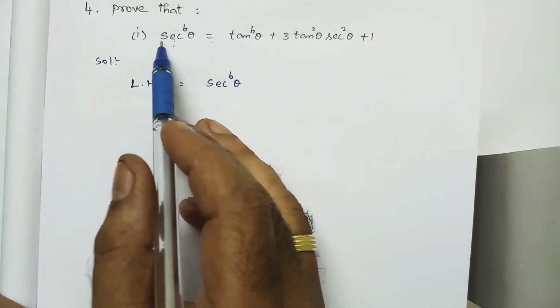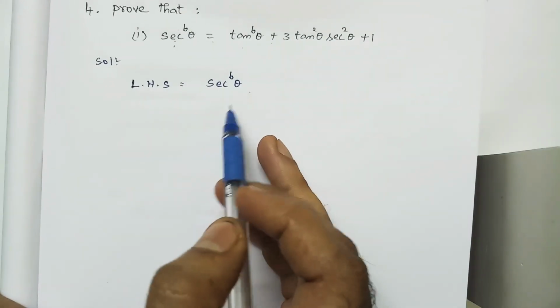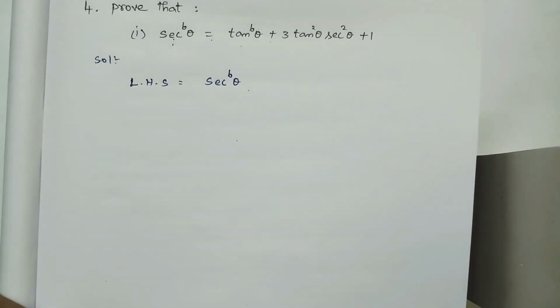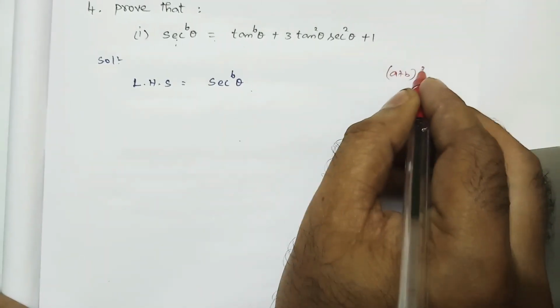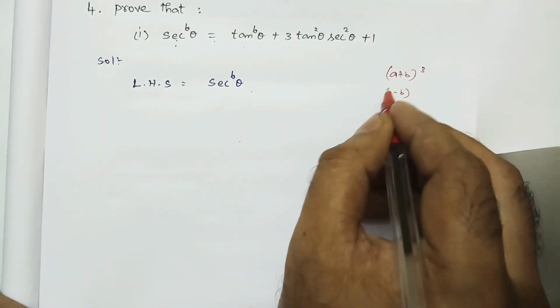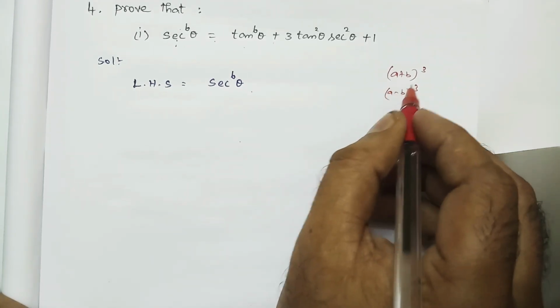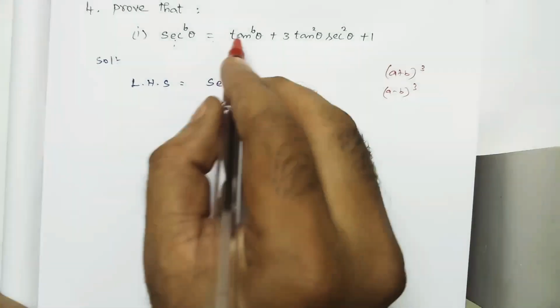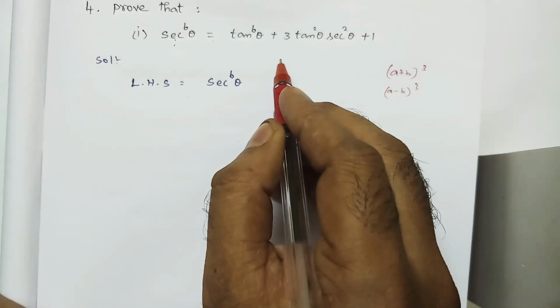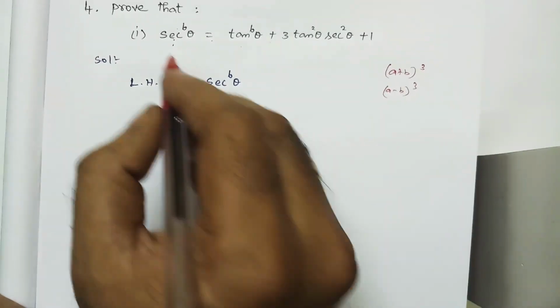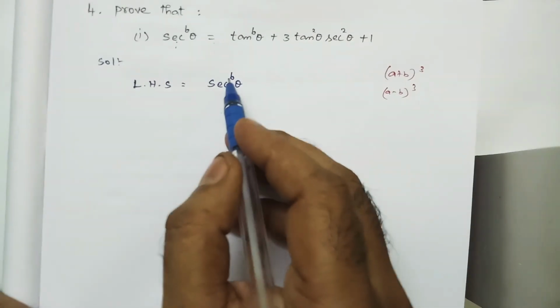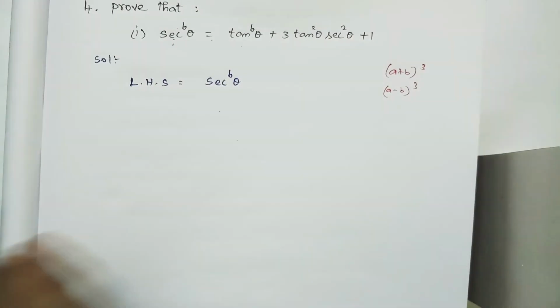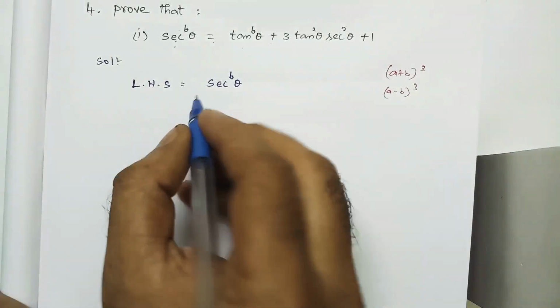Why? Because sec power 6 theta we can write in terms of a plus b the whole cube format, or a minus b whole cube format. While we are expanding this a plus b whole cube or a minus b whole cube formula, then we will get the RHS. So this is the easy way. So better you can always take this single term when we are getting power 6, or power 4 or power 6, then we can go with this one. So I'm just taking the LHS.